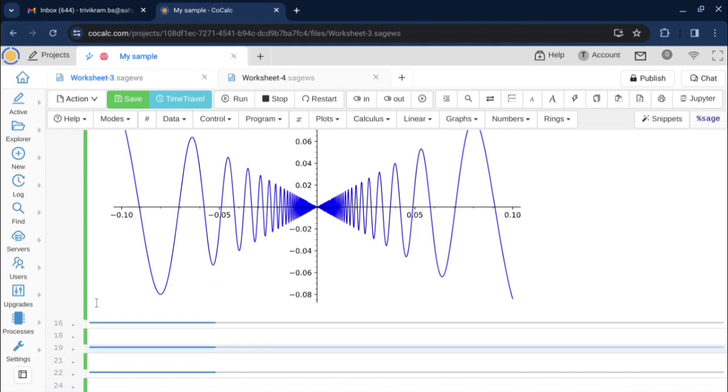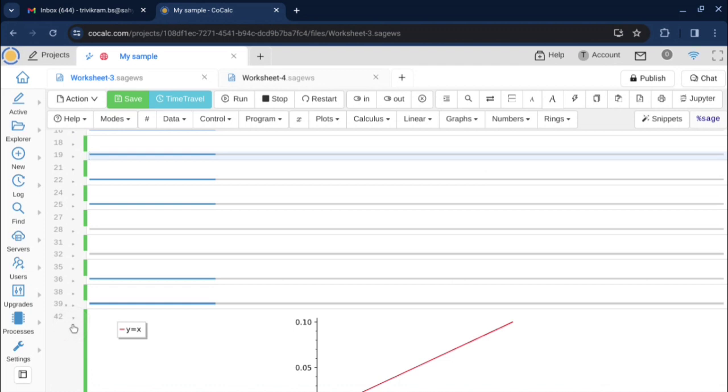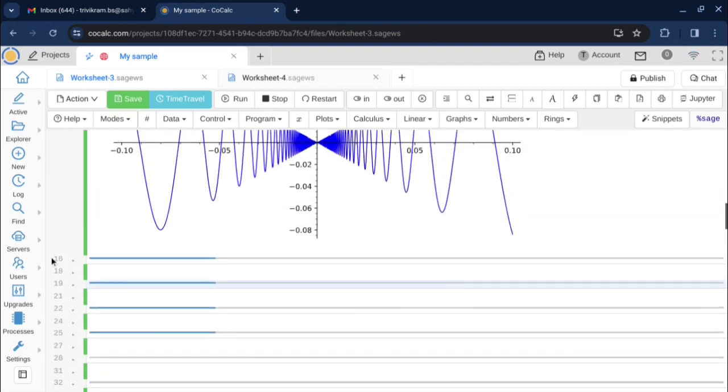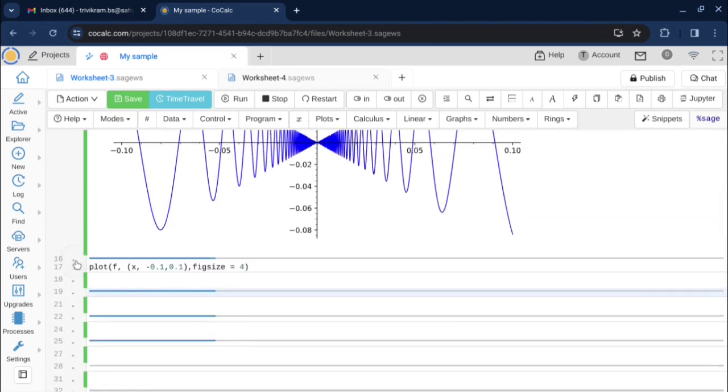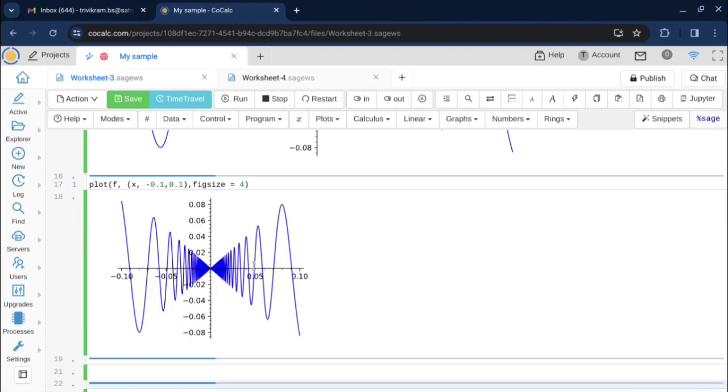Now I want to write the figure size, okay, so that you can mention the figure size. So here the figure size I have mentioned it as 4. Just run it. So the size of the figure has been reduced, so that you can adjust the figure size as per your wish.